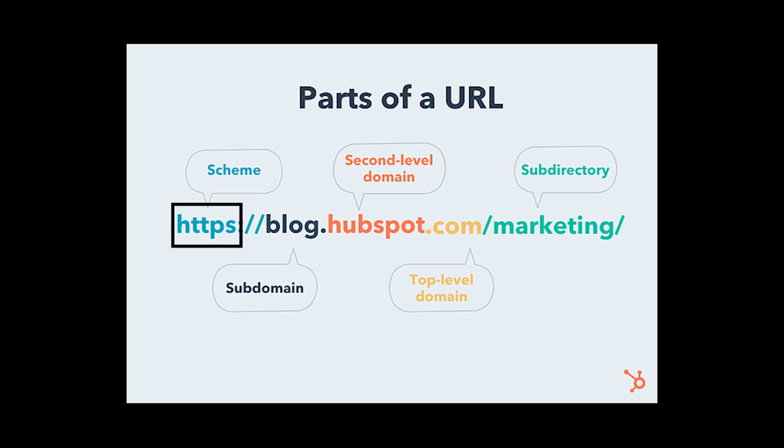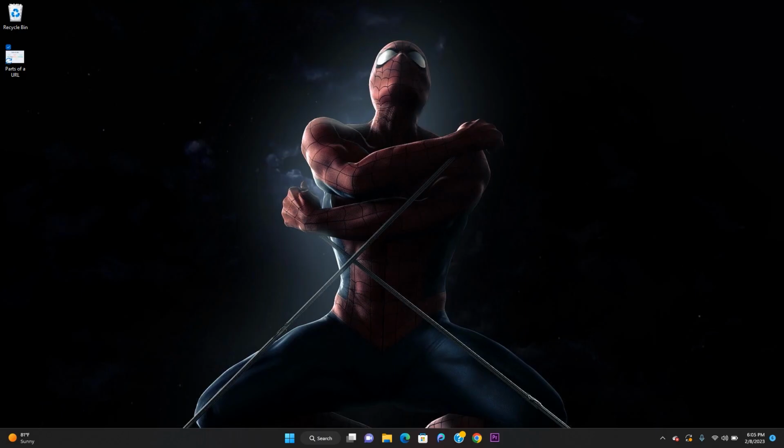And now you can understand the difference between the domain and the subdomain. For example, google.com is a domain and mail.google.com is a subdomain. And we understood this subdomain.